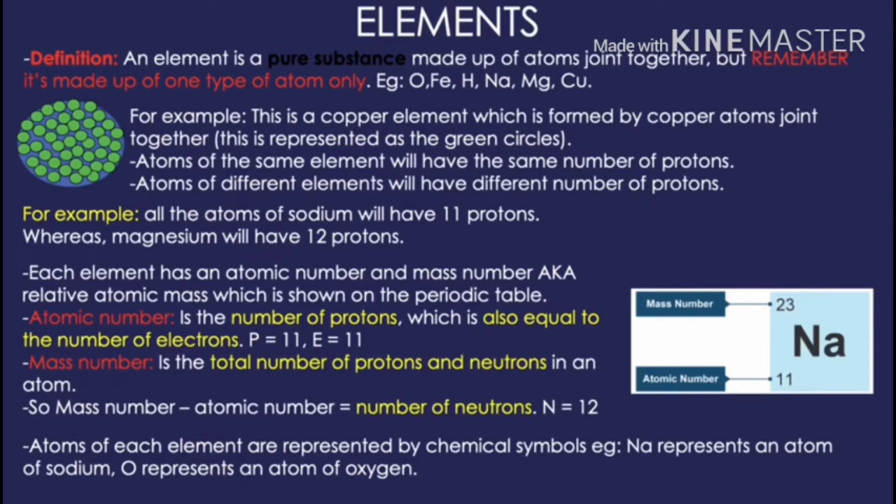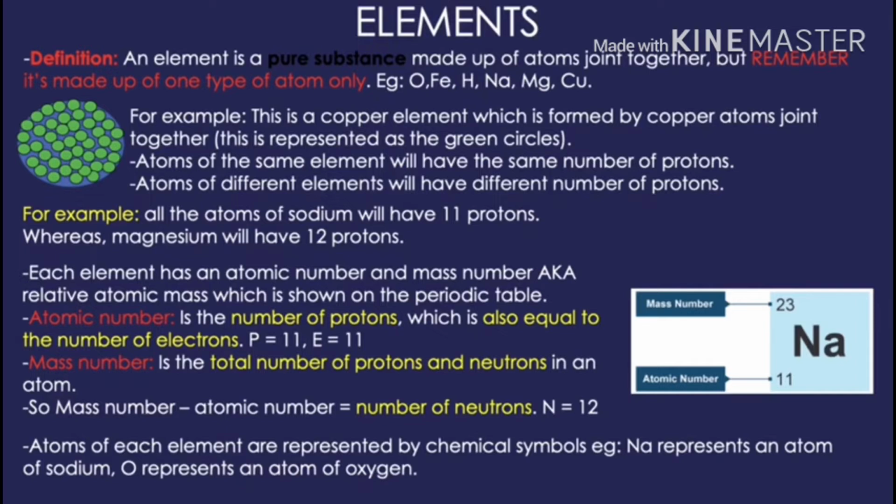Each element on the periodic table will have an atomic number and a mass number. Now, mass number is sometimes referred to as relative atomic mass, which is shown on the periodic table. Atomic number is the number of protons, which is also equal to the number of electrons. Mass number is the total number of protons and neutrons in an atom.